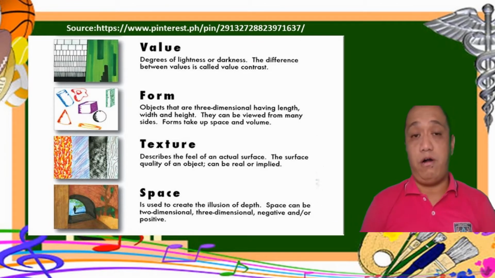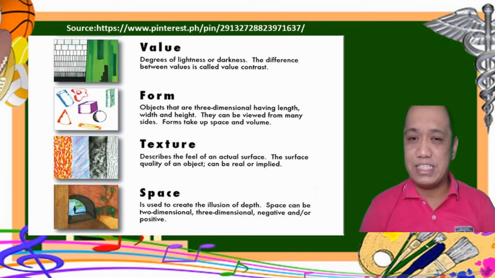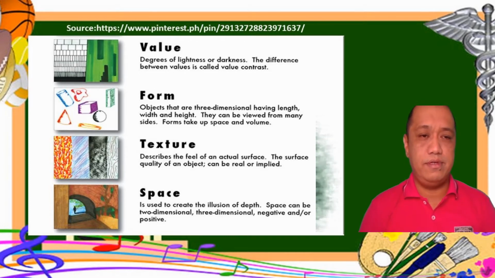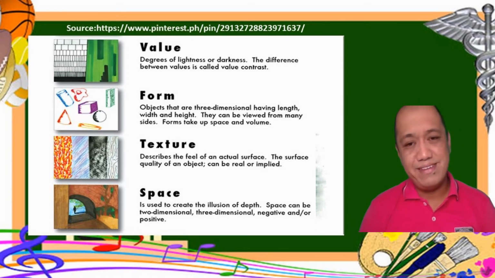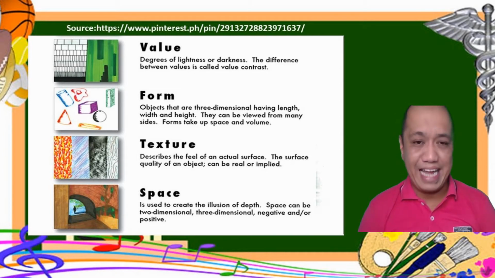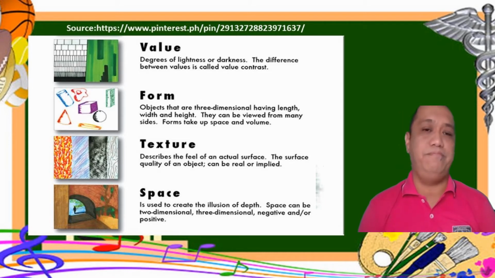Another element of art, we have the value. Value is the degree of lightness or darkness. The difference between values is called value contrast. Next, we have the form. Forms are objects that are 3-dimensional, having length, width, and height. They say that if you combine 3 or more shapes, you may create form. They can be viewed from many sides. Forms take up space and volume.